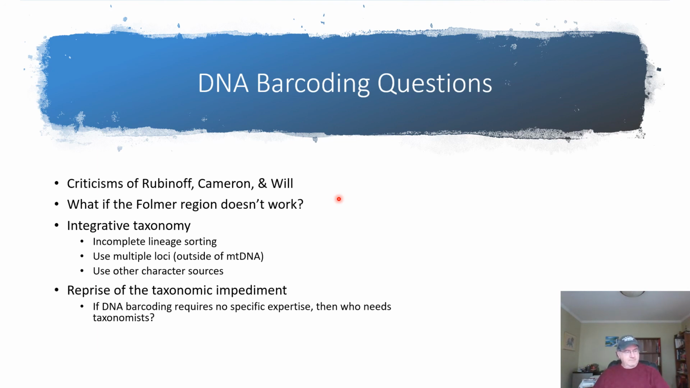For my 2 cents, I come down strongly on the side of what Rubinoff et al. are proposing, that the DNA sequence in the Folmer region, the barcode region, is valuable data. It's data that's useful. It's data that should not be eschewed, should not be tossed out, but it's data that should be used in combination with other sources of data.